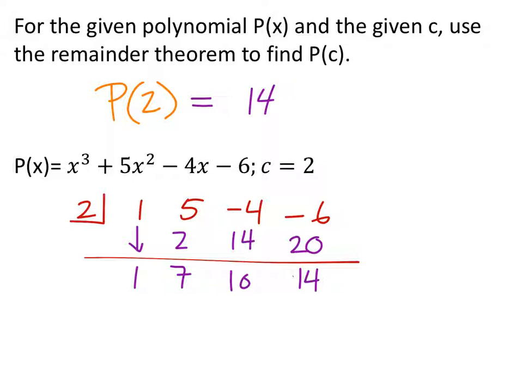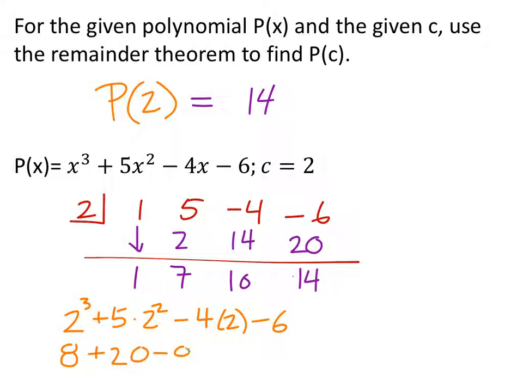Now let's check, just to be sure. So I got 2 cubed plus 5 times 2 squared minus 4 times 2 minus 6, and we should get 14 out of this. So 8 plus 5 times 4 is 20, minus 8, minus 6. I get 14. So that checks off. So 14, using the remainder theorem as well, it works.